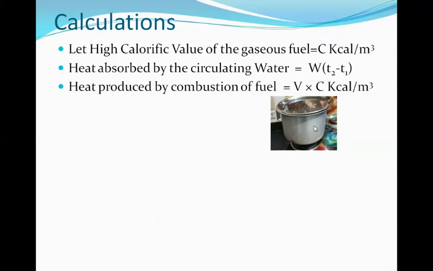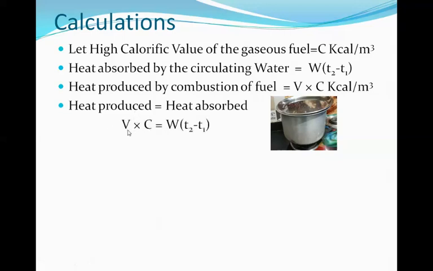Now, when we place the container having hot water in this, then we can see that the heat which is given by the burner is absorbed by the container and the water in it. So the simple formula: heat produced is equal to heat absorbed. So the heat produced is V into C, heat absorbed is W into (T2 minus T1). Now, based on this, HCV or C can be calculated as W(T2 minus T1) divided by the volume V.